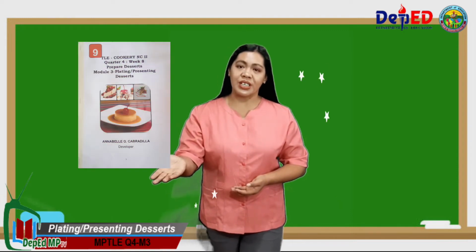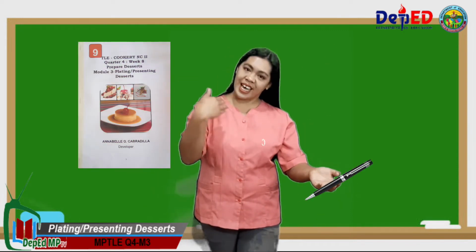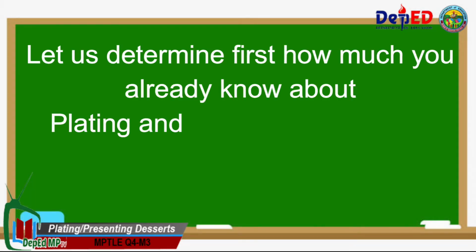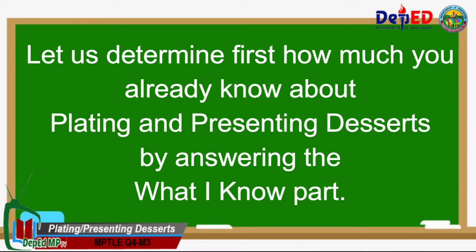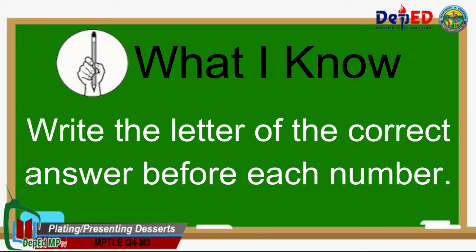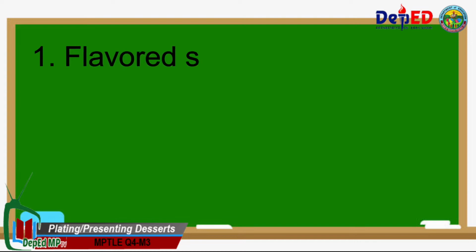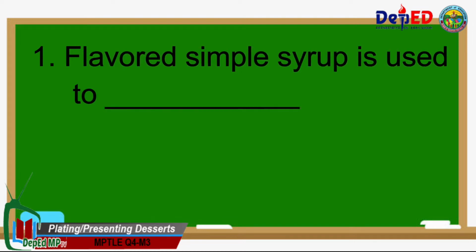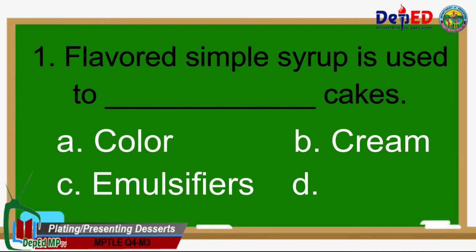As we engage in today's lesson, prepare your self-learning modules and ballpen and let us answer together. Let us determine first how much you already know about plating and presenting desserts by answering the what I know part. Write the letter of the correct answer before each number. Number 1. Flavored simple syrup is used to blank cakes. Letter A. Color. Letter B. Cream. Letter C. Emulsifies. And letter D. Moisten.